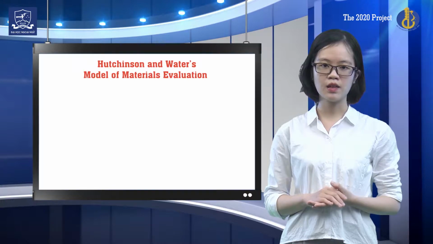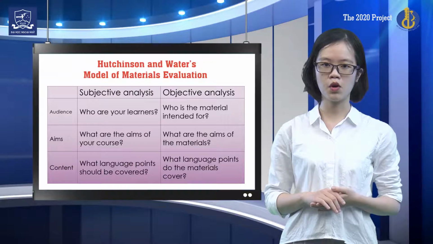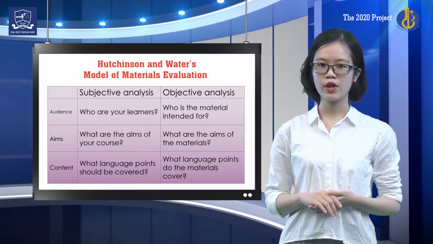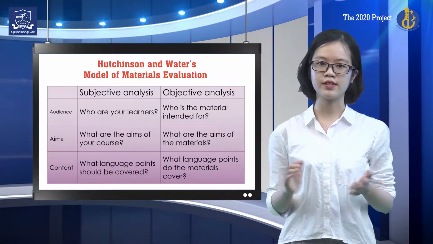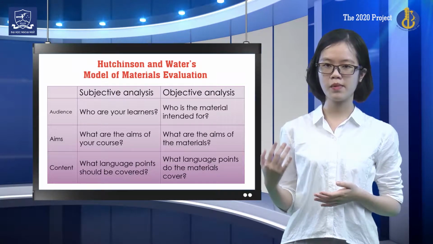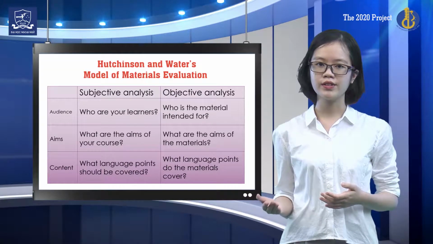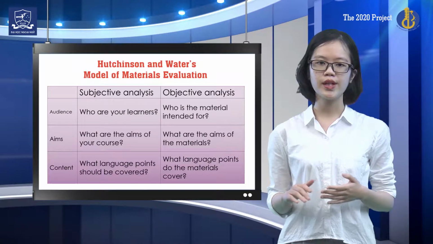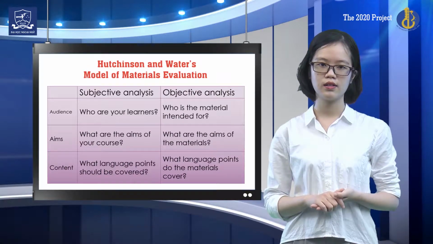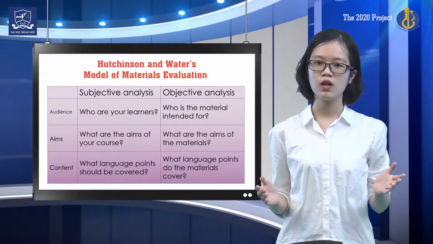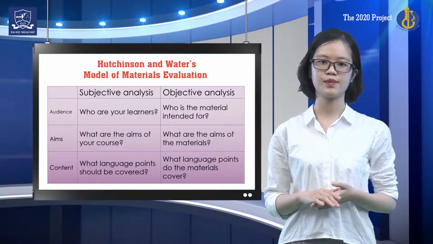Now, let's analyze this table to further understand the second stage in Hutchinson and Waters' model. The table shows a brief comparison between subjective and objective analysis with reference to the four aforementioned criteria. Firstly, regarding the audience, course designers, when doing subjective analysis, need to understand who the learners are. For objective analysis, questions like "Who is the material intended for?" should be asked.